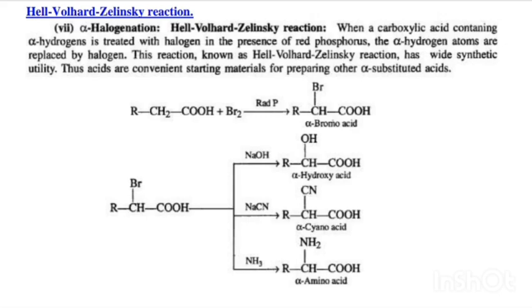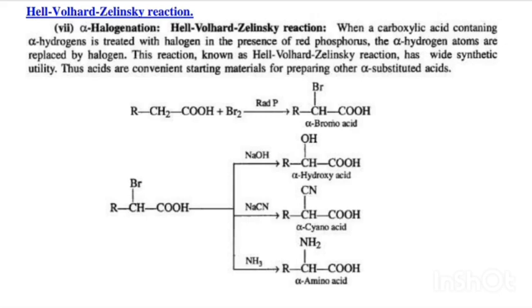And in the third case, the alpha bromo carboxylic acid is treated with ammonia, and HBr is liberated with the formation of alpha amino carboxylic acid. So the hydroxy, cyano and amino carboxylic acids can all be obtained from the alpha bromo carboxylic acid. Hence the Hell-Volhard-Zelinsky reaction is an important reaction for preparing various substituted carboxylic acids. It is nothing but alpha halogenation, in particular alpha bromination in our case, where the bromine atom replaces the hydrogen atom at the alpha position in presence of phosphorus.